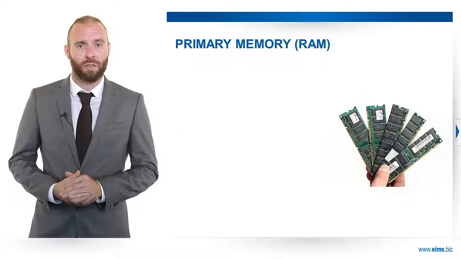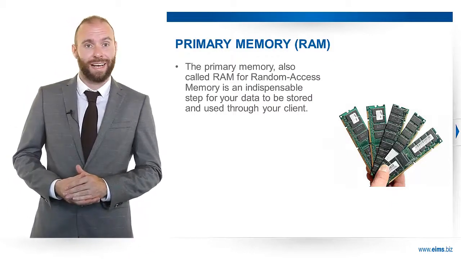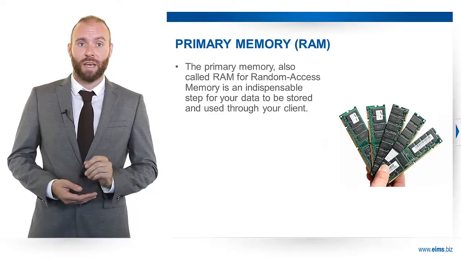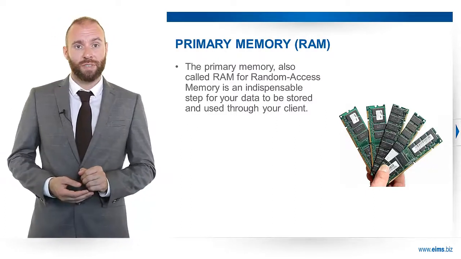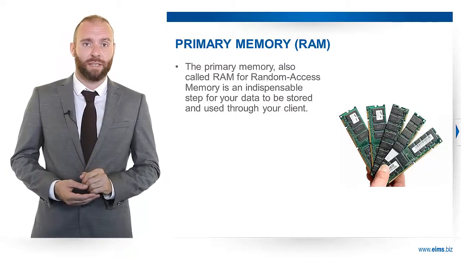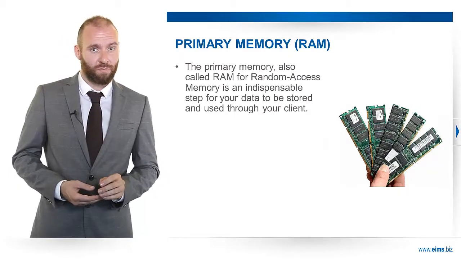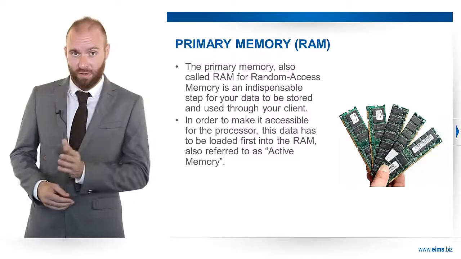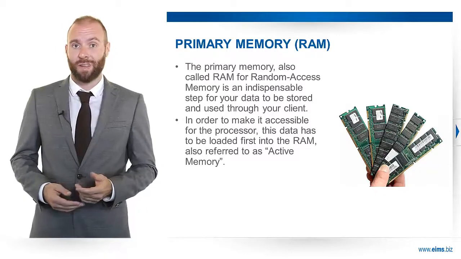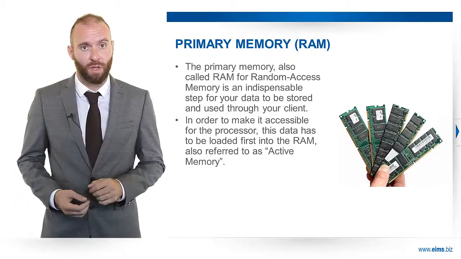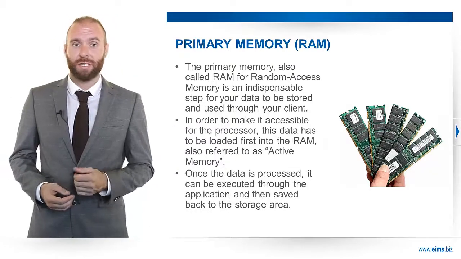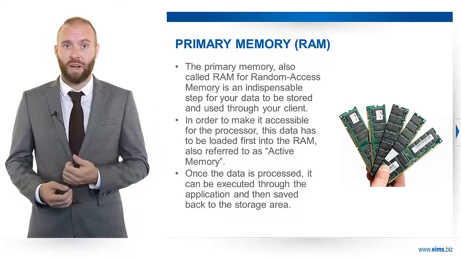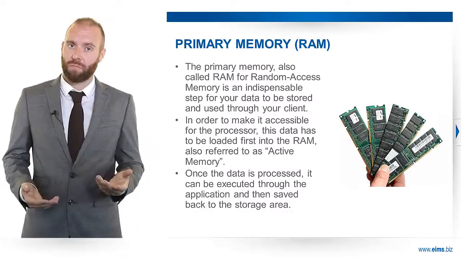The primary memory, also called RAM, for random access memory, is an indispensable step for your data to be stored and used through your client. Your processor can't work with the data stored on a hard drive or USB drive. In order to make it accessible for the processor, this data has to be loaded first into the RAM, also referred to as active memory. Once the data is processed, it can be executed through the application and then saved back to the storage area, like hard drives, USB, a tape.